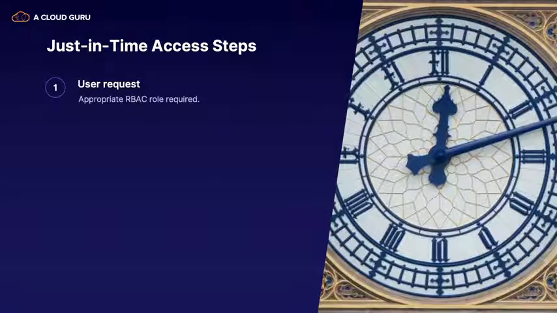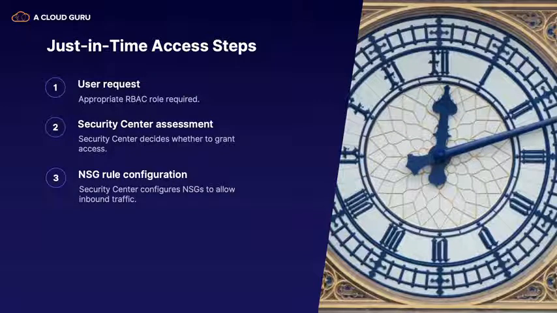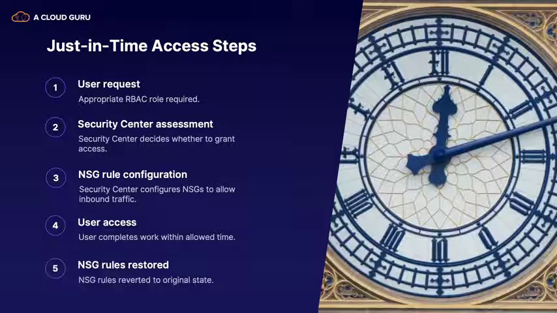Once just-in-time is enabled, the steps to use it are as follows. The user makes the access request, provided he or she has an RBAC role allowing them to do so. Azure Security Center then decides, based on policy, whether to grant access. Next, Security Center configures network security groups to allow inbound traffic from the specified network location on the relevant port. The user connects and undertakes the necessary administration work. And finally, at the end of the allotted time period, Security Center removes the extra NSG rules and reverts them back to the original state.